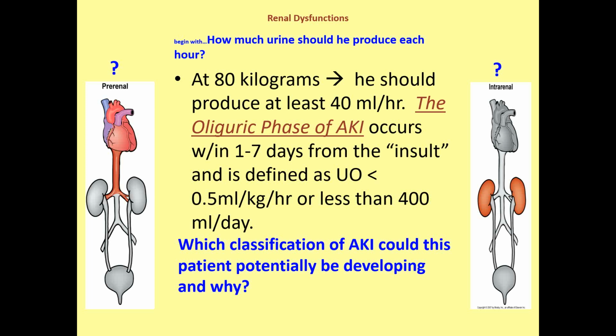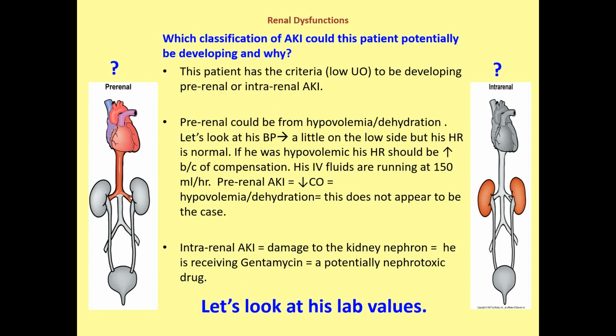When we talk about kidney dysfunction, we do talk about specific phases. You can see it's listed that in the oliguric phase, we know what oliguria is, less urine than normal, that patients will produce less urine. More on that later. So which classification of the acute kidney injury could this patient be developing, and why would we think that?